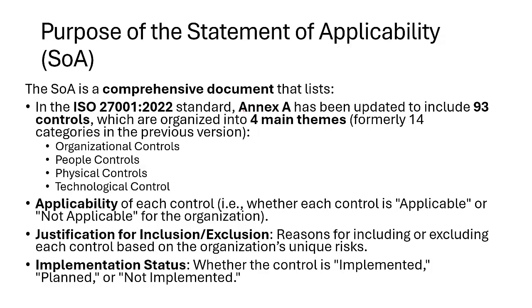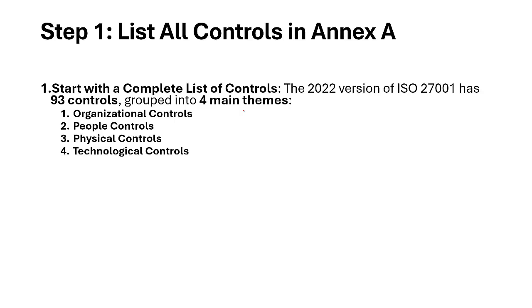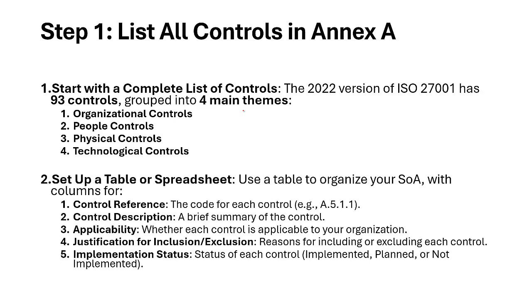So we always start with the list of controls: organization control, people control, physical control, technology control, and then we set up the table. So I have already defined for you control reference, control description, applicability, justification, and implementation status. In the previous template, I have shown the same thing. So control reference is very important, that you will take from the annexure. Description, you can copy paste from the annexure. You have to check, is it applicable? Yes, it's applicable. Your justification, is it really implemented? So this is how you have to create a table.